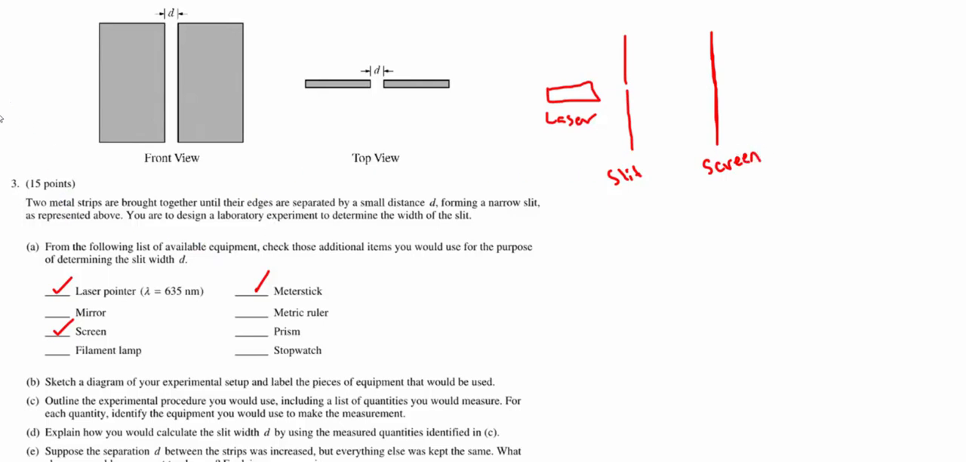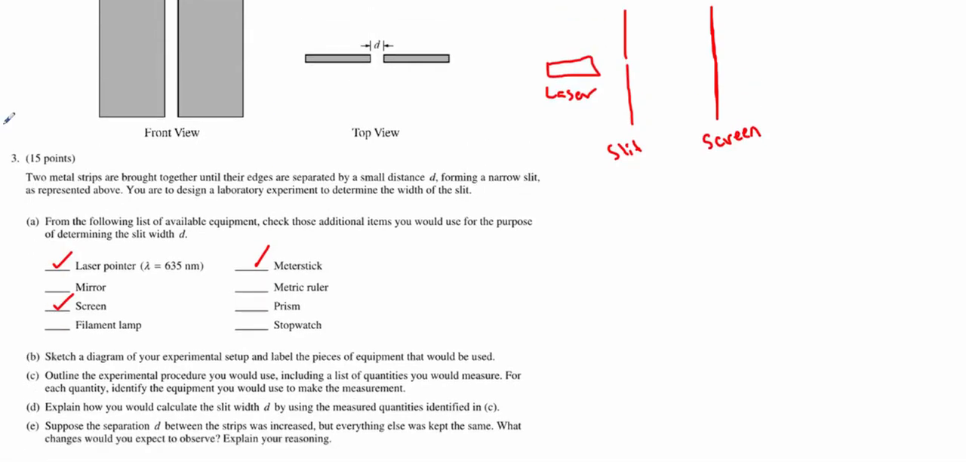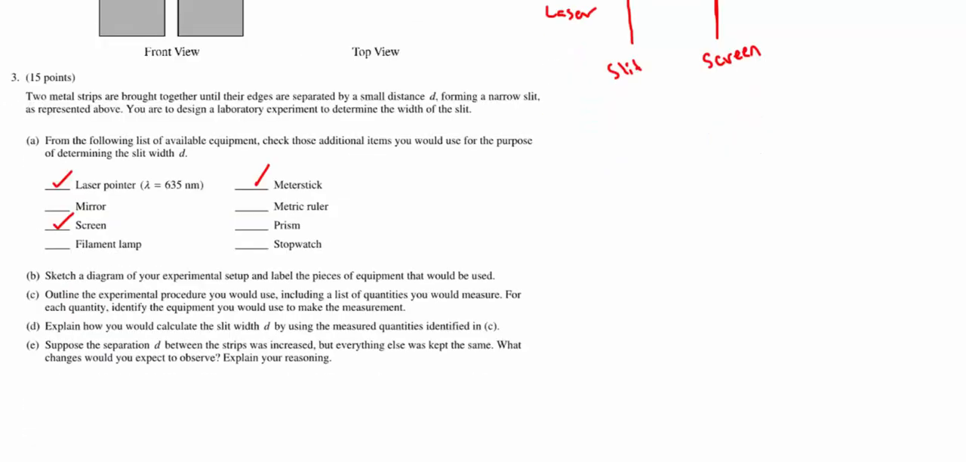Now we need to discuss the experimental procedure that we would use, and then we also need to include a list of quantities to measure. And then for each quantity, we need to identify the equipment we're going to use to make that measurement. Now for this, it's going to be very difficult to tell you exactly what to write down because everyone's experiments can be a little different.